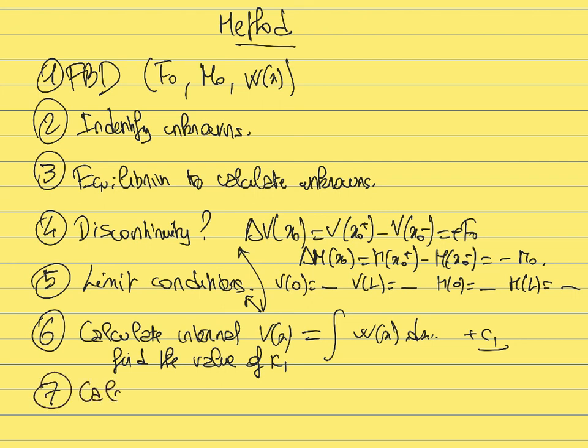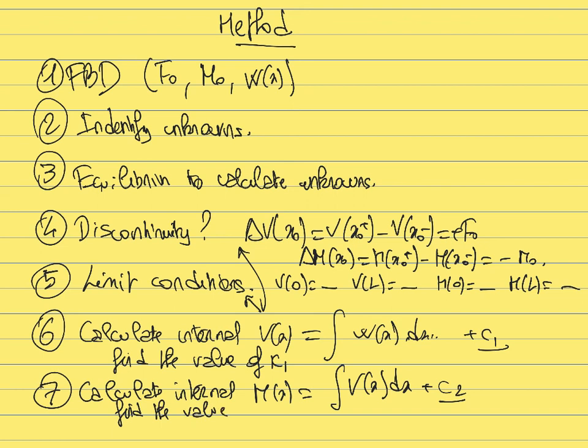So now you can calculate the internal moment M of x by integrating the shear, which you just calculated. That is going to give you a second integration constant. And you will be able to find the value of this integration constant, again, by using either some discontinuity or the limit condition. Once you have done this, what you will get at the end is what you were looking for: the value of the internal shear as a function of x and the value of the internal moment as a function of x.